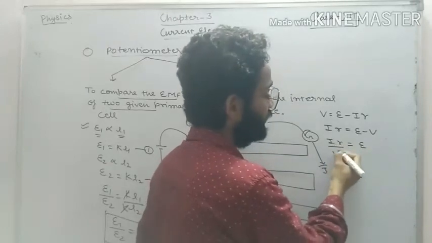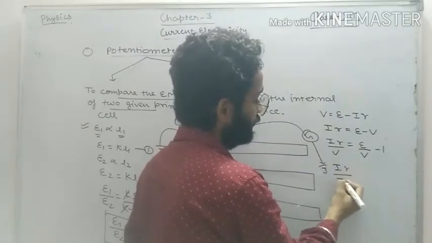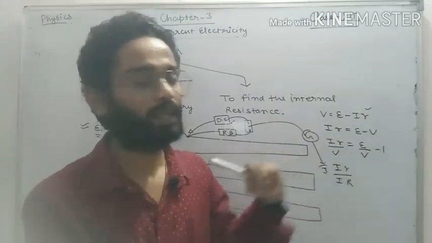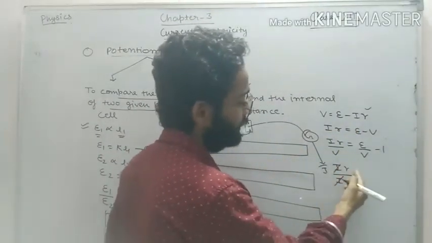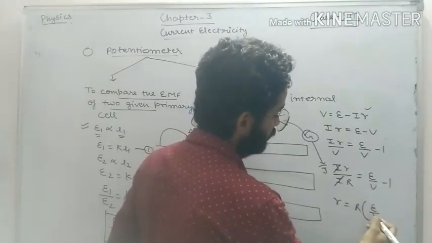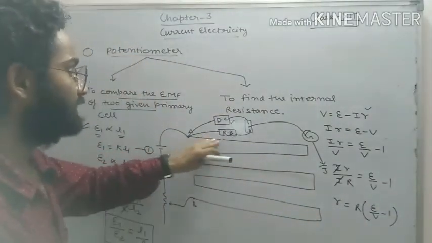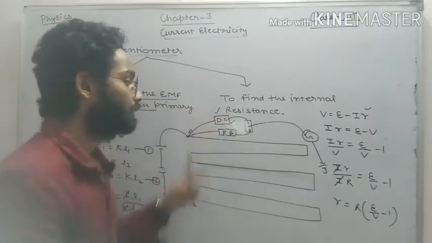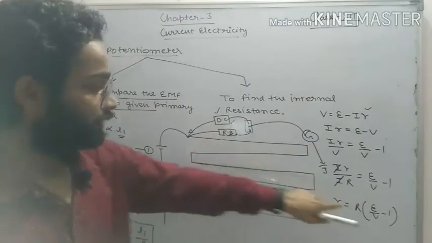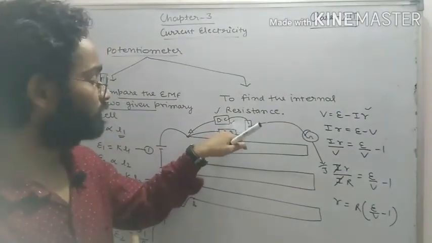If we divide E by V, then E upon V minus 1 is written as r upon R. Here small r is the internal resistance. So we find that r by R is equal to E upon V minus 1. How will you find the value of E upon V? E is the EMF of the primary cell and V is the potential difference across the resistance box.